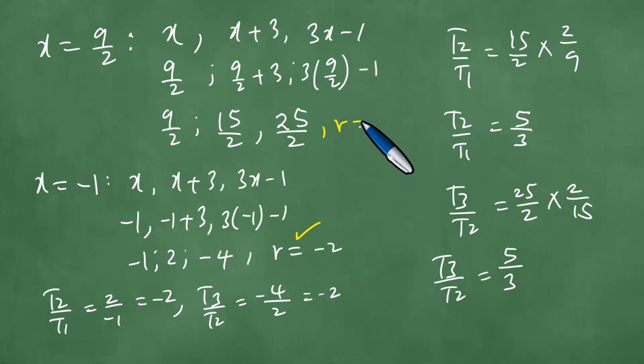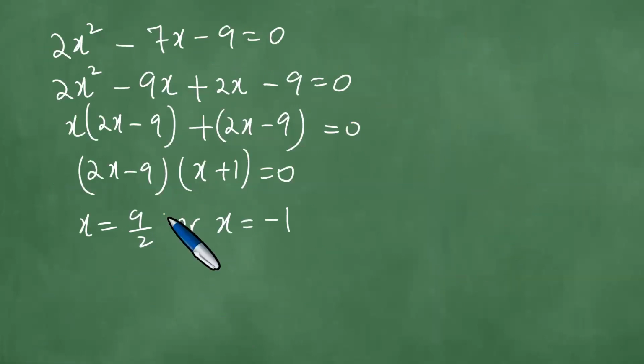But also here you have that the common ratio is 5 over 3, and this really confirms the fact that these are the correct values of x.